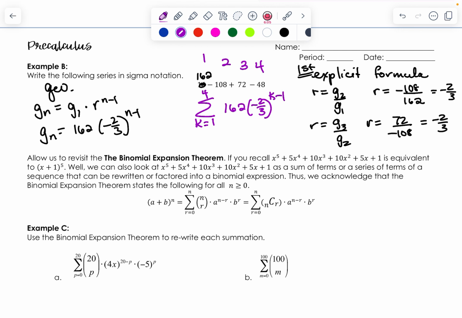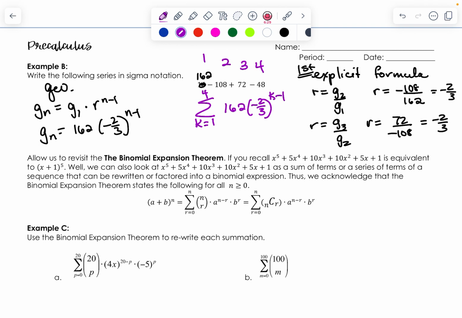So it really is that simple. Sigma notation is just find your explicit formula. Typically, it will be arithmetic or geometric. You have to determine that and then do the summation. So sometimes you have to figure out how many terms you have. So that can be an issue. But we learned how to do that in an earlier section.